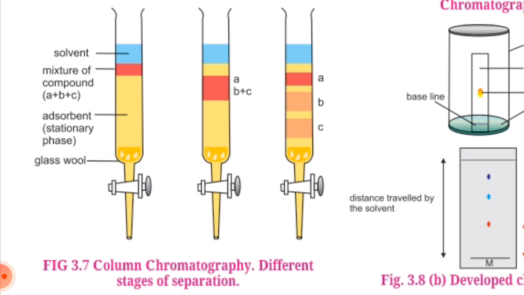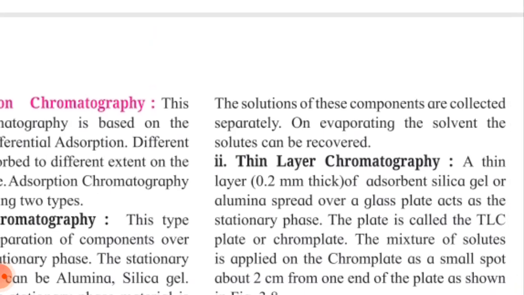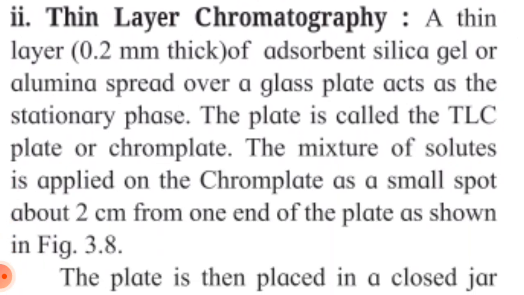Column chromatography, different stages of separation. Solvent, mixture of A plus B plus C, adsorbent stationary phase, glass wool. The solutions of the components are collected separately. On evaporating the solvent, the solutes can be recovered.